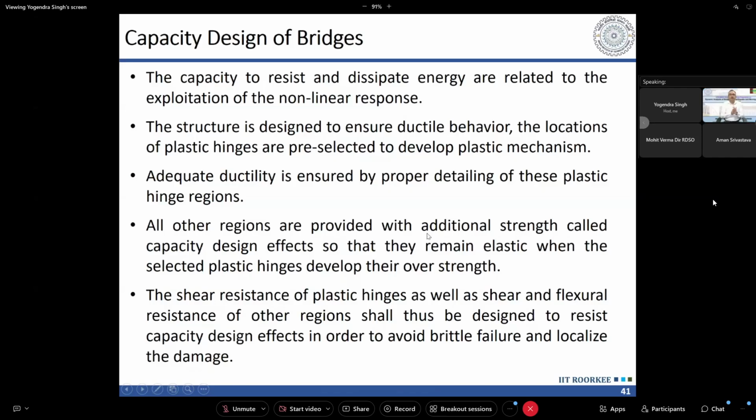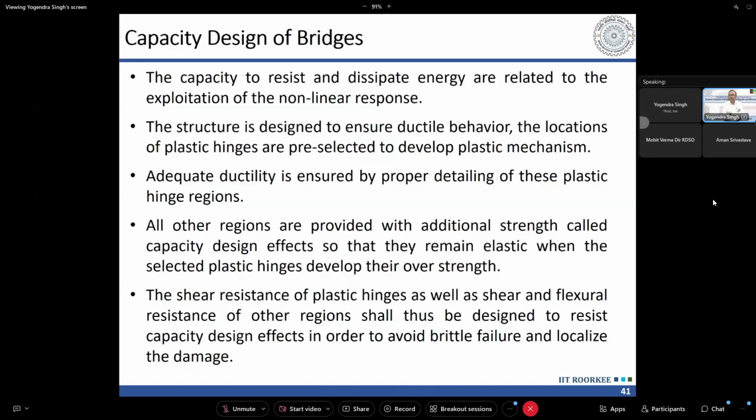Now, to summarize this capacity design concept, the capacity to resist and dissipate energy is related with the nonlinear response of the structure. So in case of earthquake, we are always designing our structures to dissipate energy. Suppose I don't want my structure to get damaged during earthquake. In that case, I have to consider R equal to 1. The response reduction factor will be considered 1 and our structure will remain elastic during earthquake.